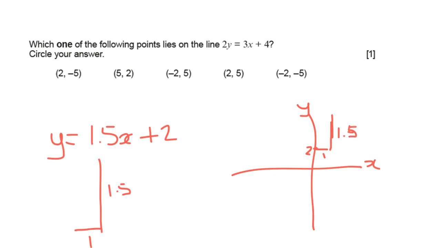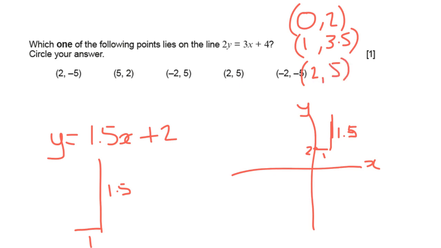So my next coordinate, bearing in mind that the 2 is 0, 2. My next coordinate, if I go across 1, it would then become 1. And if I go up 1.5, I'd be at 3.5. My next coordinate would be 2 and 5. My next coordinate after that would be 3 and 6.5. I am asked which coordinate would lie on the straight line. And as you can see, the coordinate 2, 5 is in my list.